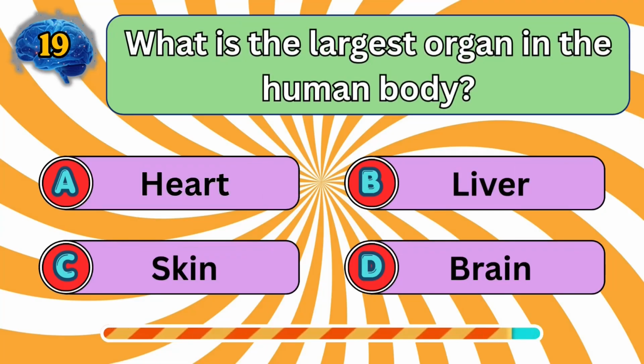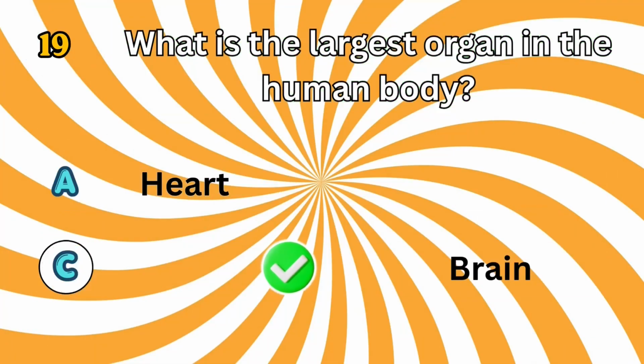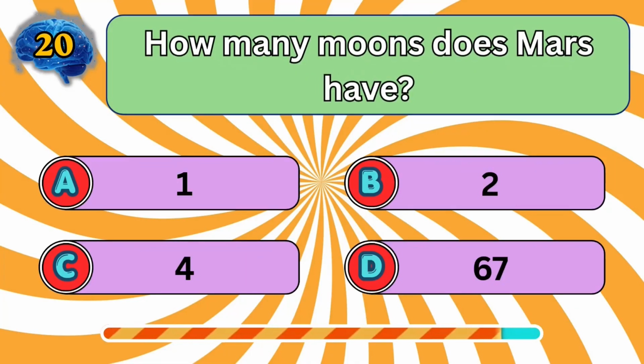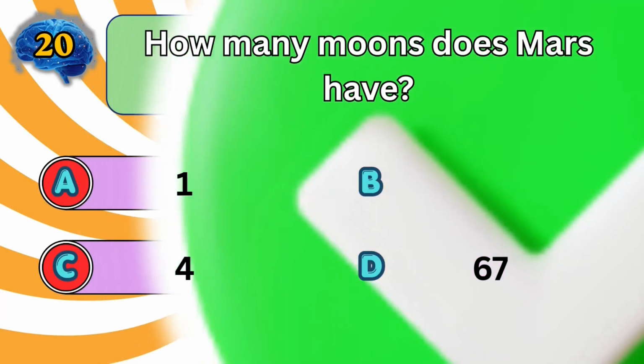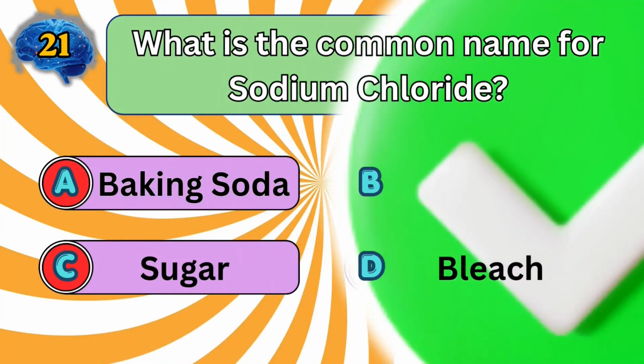What is the largest organ in the human body? Skin. How many moons does Mars have? 2. What is the common name for sodium chloride? Table salt.